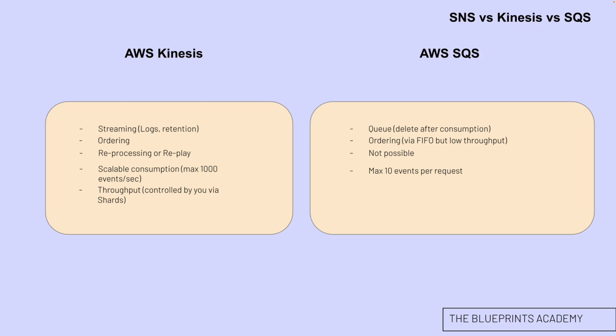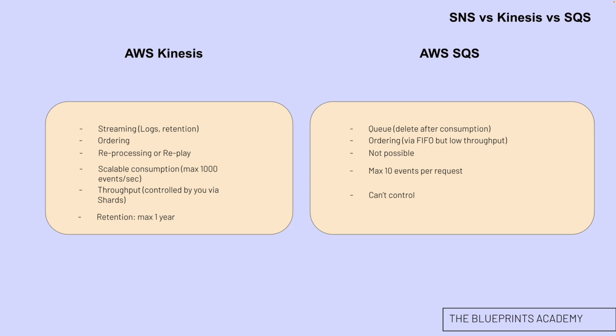Throughput. Throughput is controlled by you via shards. More shards, more throughput. As opposed to SQS, where throughput is controlled by AWS internally by itself. It also provides high throughput, but only in scenarios where we are building a system where we don't actually want a streaming platform, but more like a queuing system.